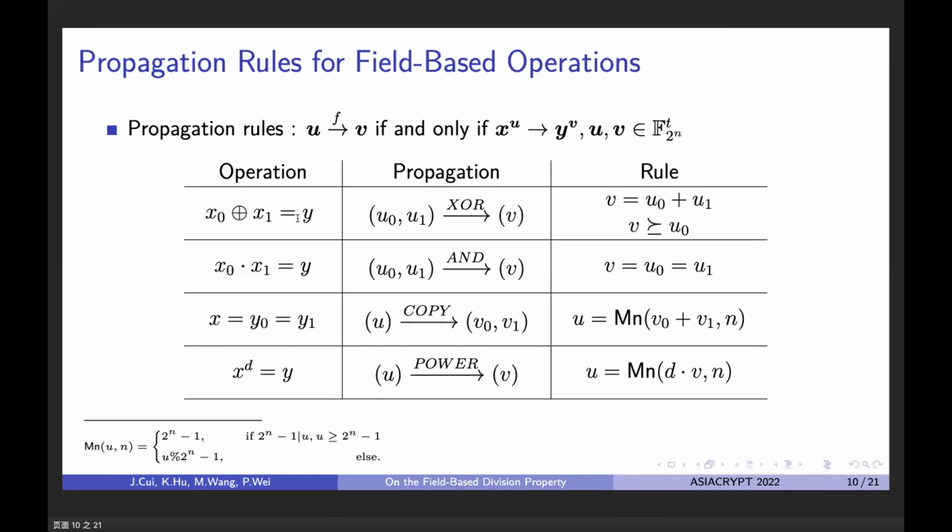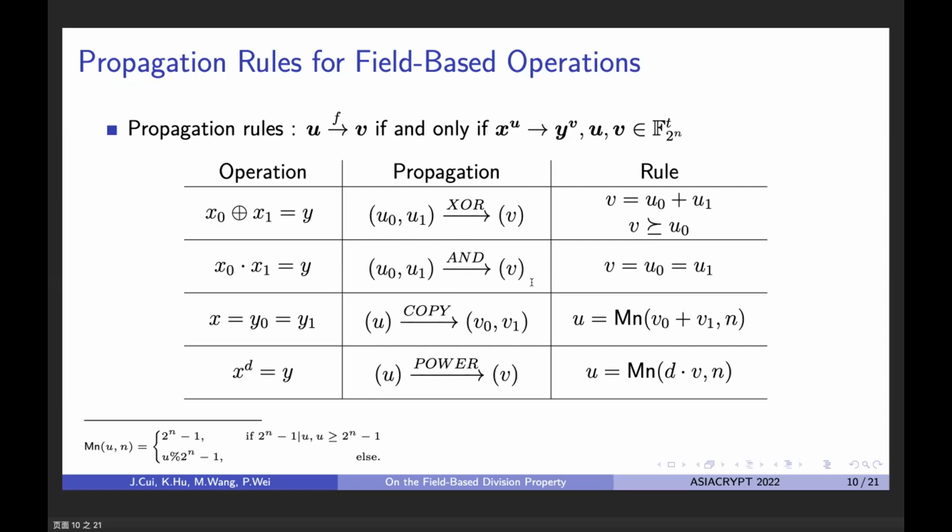Next, we show the propagation rules of general monomial prediction. The propagation actually models the transition of the monomials, so it can be concluded that u can propagate to v if and only if the monomial x to the u is contained by y to the v. For the propagation, we have 4 rules for basic operations: XOR, AND, copy, and power. For the XOR rules, the inputs are x0 and x1, and the output is y. Their corresponding propagation is u0, u1, and v. If we consider a valid propagation, it essentially means that the monomial x0 to the u0 times x1 to the u1 is contained by the monomial y to the v.